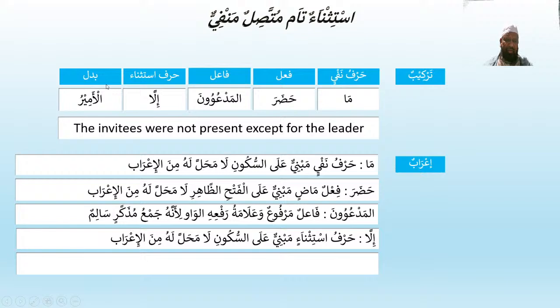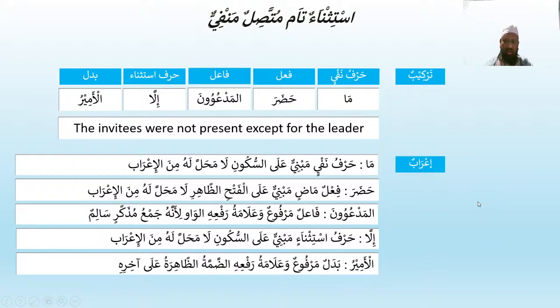So this means it is not mustasna now. We're not doing the i'rab of mustasna. We are doing the i'rab of al-ittiba', the i'rab of al-mustasna minhu. Okay, so it's going to be badal. It is badal. Okay, ahsantum. Very good.